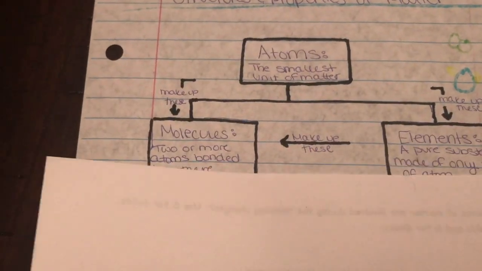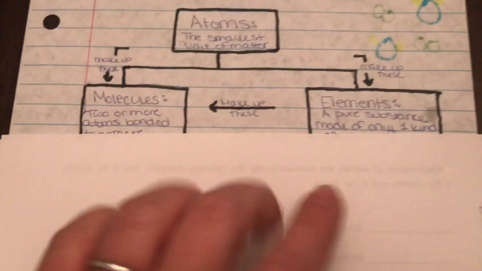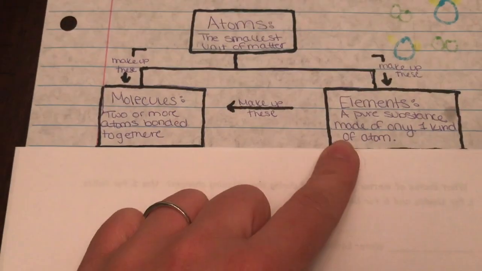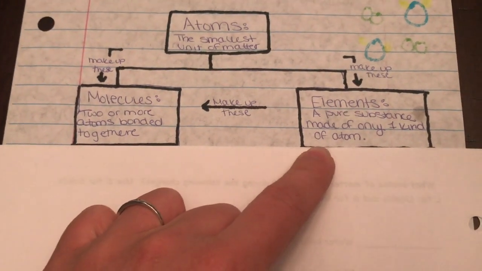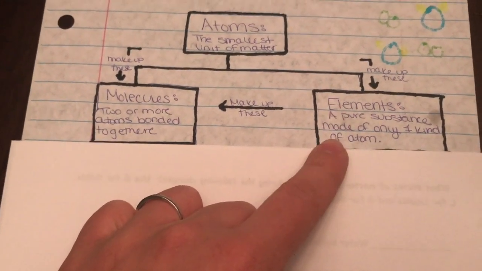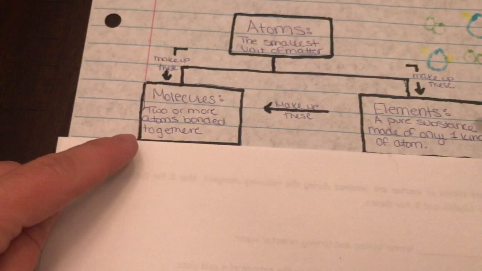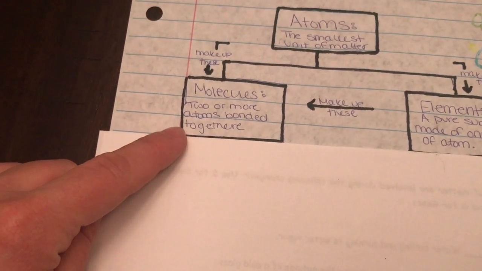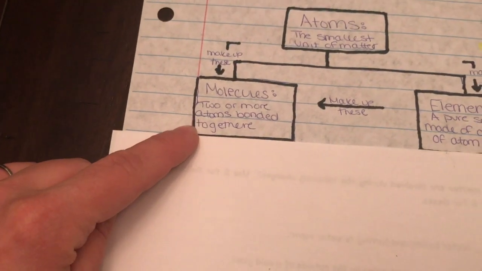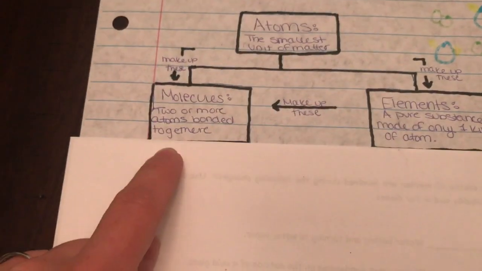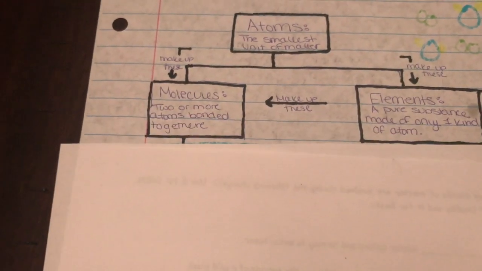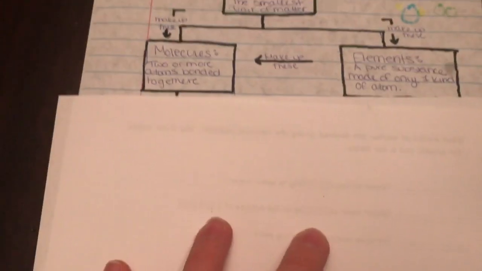So atoms can make up two different things. They can make up elements, which are pure substances made of only one kind of atom. These would be found on your periodic table. But atoms can also make up molecules. So molecules are two or more atoms that are bonded together. And elements also can make up molecules. And we'll go through some picture examples to kind of clarify that as well.